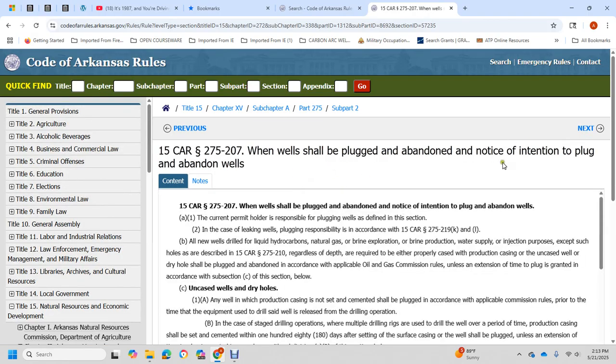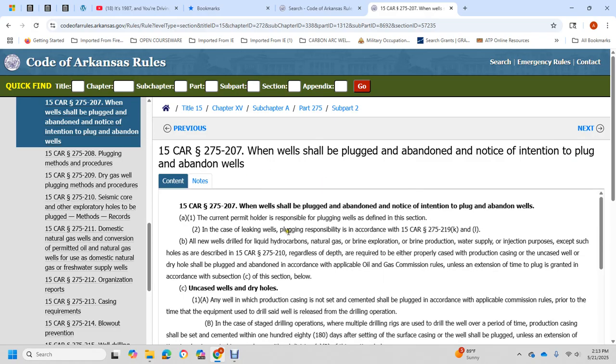Alright, when wells should be plugged and abandoned, with a notice of intent to abandon wells. 207: the current permit holder is responsible for plugging the well, the defined section being escape of the leaking well plug, responsible for the corner with Title 15 Code of Arkansas Rules 275-219 K and L.